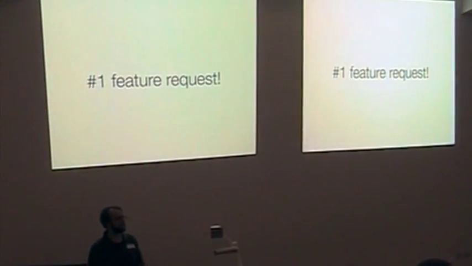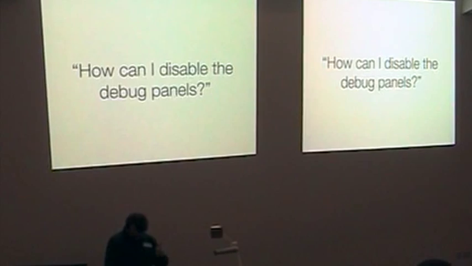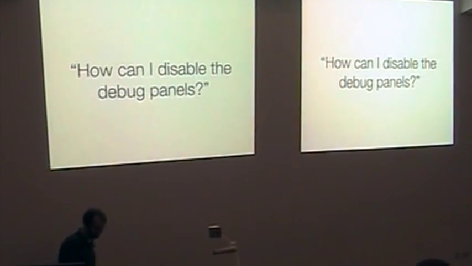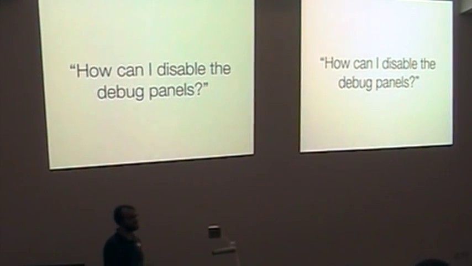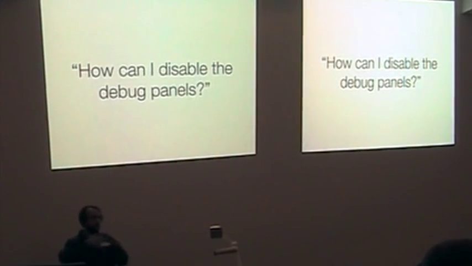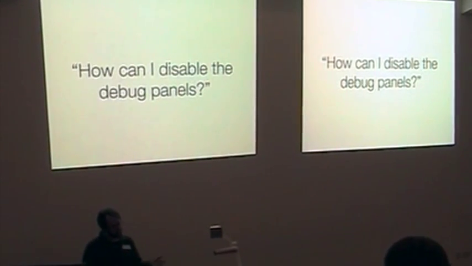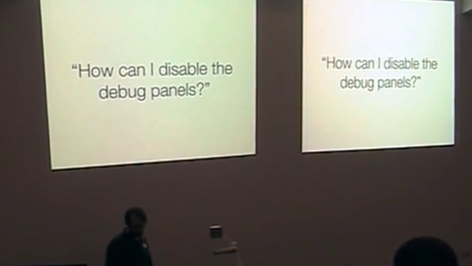Then I went around and asked people, hey, you've been using the debug panels, what would be your number one feature request? I asked all around, and this was actually the number one. There were a couple of people who liked it and really used it, and actually, when I broke it later on, those people came and found me. But most of the other people, people like to complain. It's just the way it is.